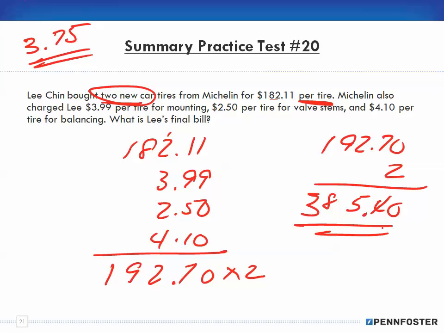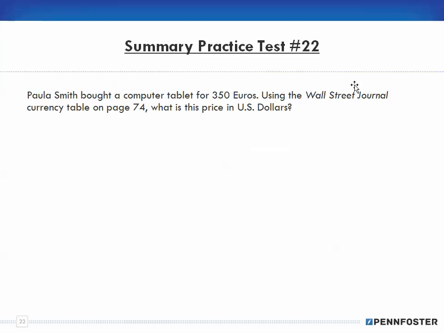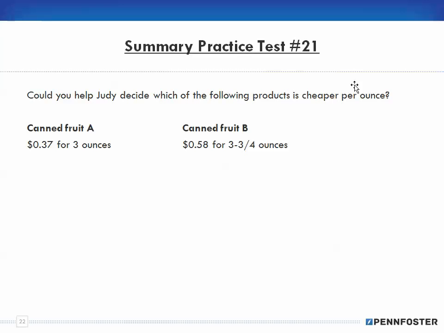Next, 21. Could you help Judy decide which of the following products is cheaper per ounce? I think I'm going to stop here and then pick up and do the remaining 4 in the next video.